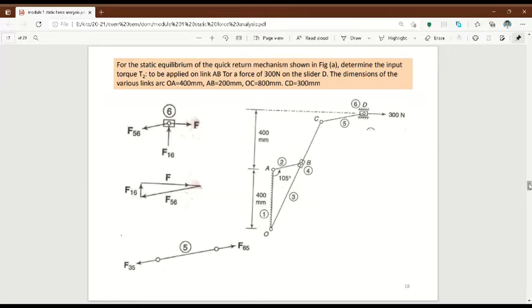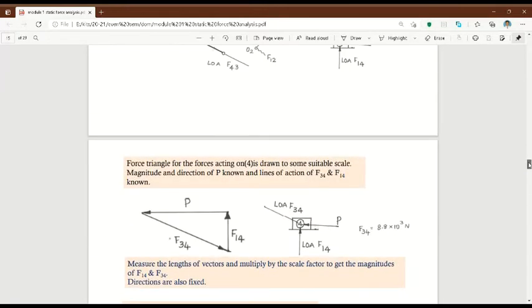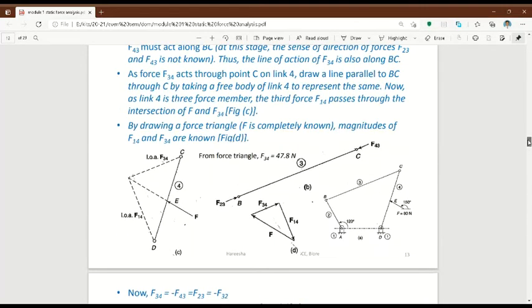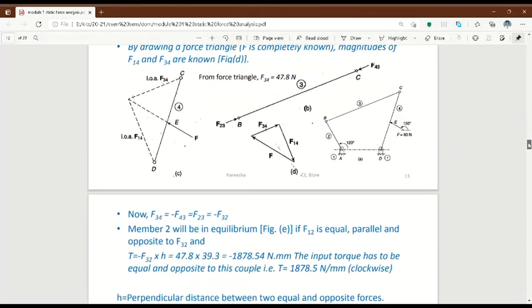Before starting this problem, a few students have asked a doubt in the first problem, particularly while drawing this space diagram. Let me clear it now and then proceed to the third problem. So you can easily draw A, B, B, C, C, D.